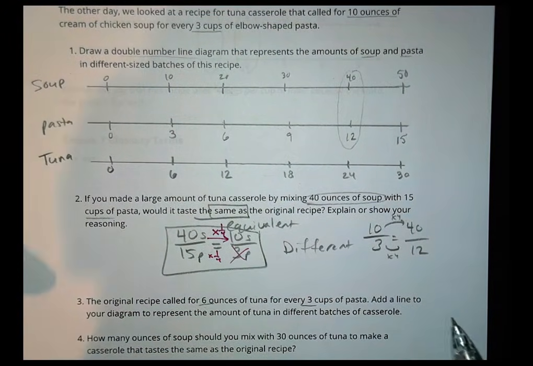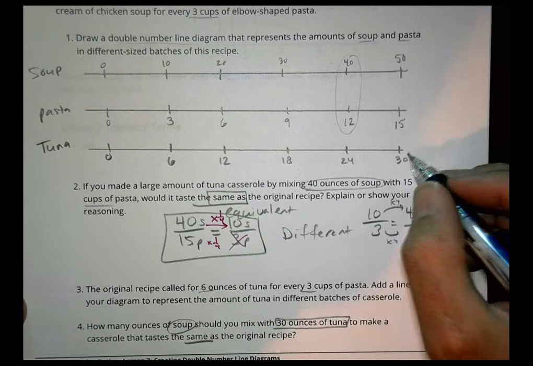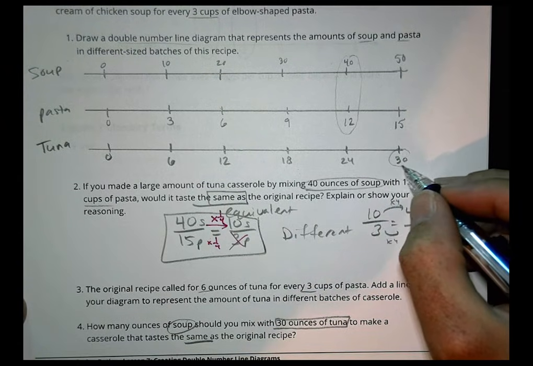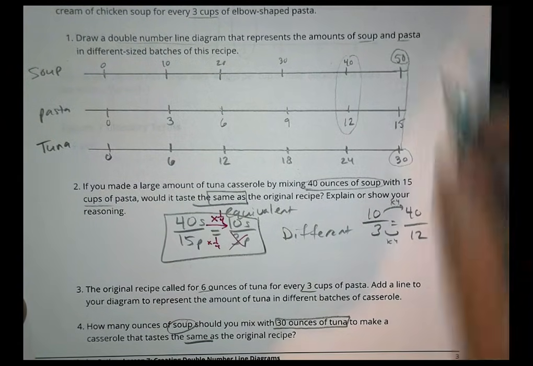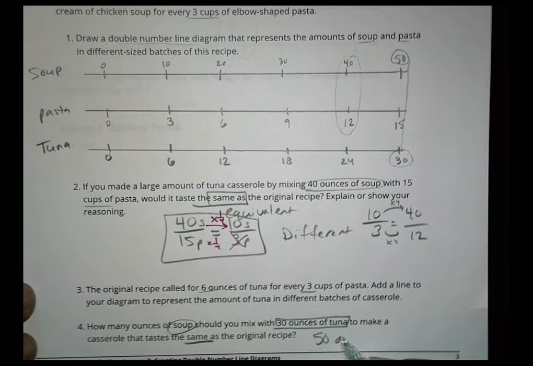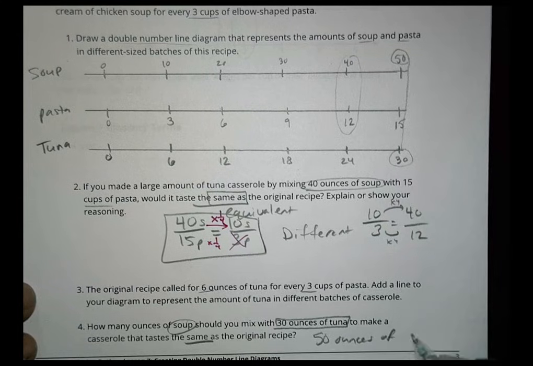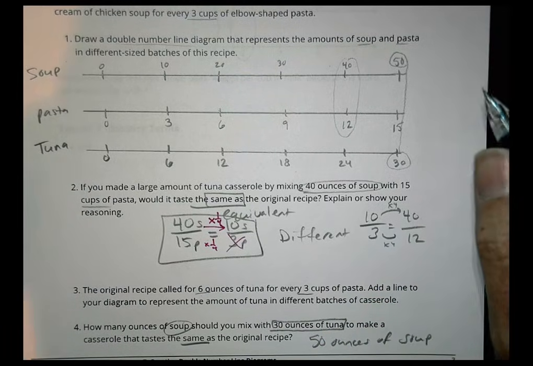How many ounces of soup mix should you mix with 30 ounces of tuna to make a casserole taste the same? So here's my tuna, which is 30. How much soup do I need is up here. There it is up there. We would say that we need 50 ounces of soup. Okay, so it's pretty nice to look at that double number line and take a look at how things line up. Pretty handy.